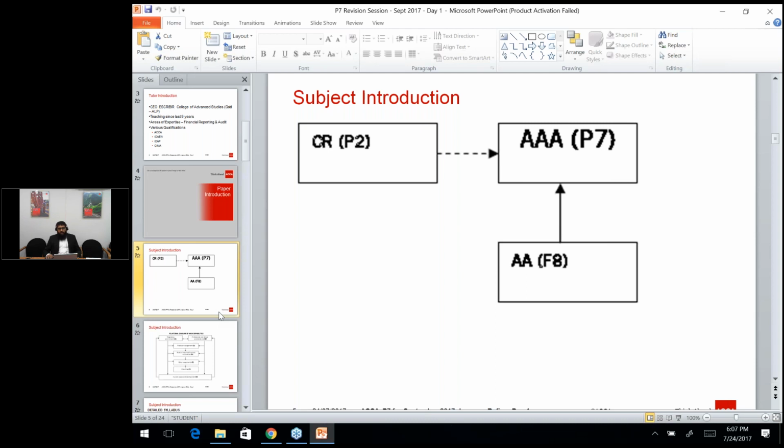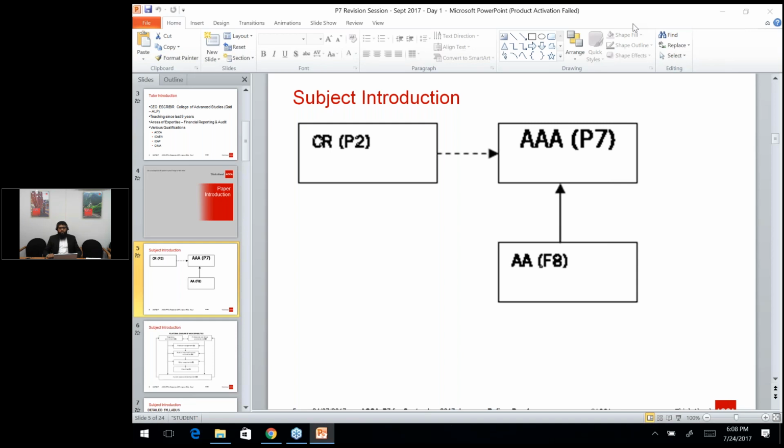Over a period of time, the reports published by the ACCA examiners have always indicated that the major reason for students failing the exam has been poor reporting knowledge. So I personally understand that if somebody wants to pass P7, you need to have good accounting knowledge, because it's not just about auditing knowledge, it's about having accounting knowledge also.